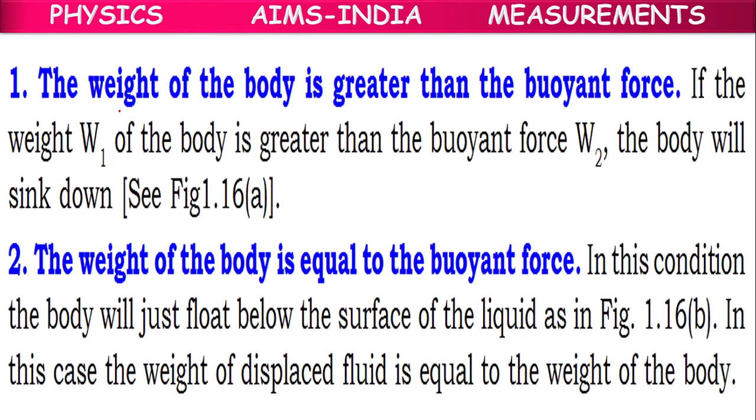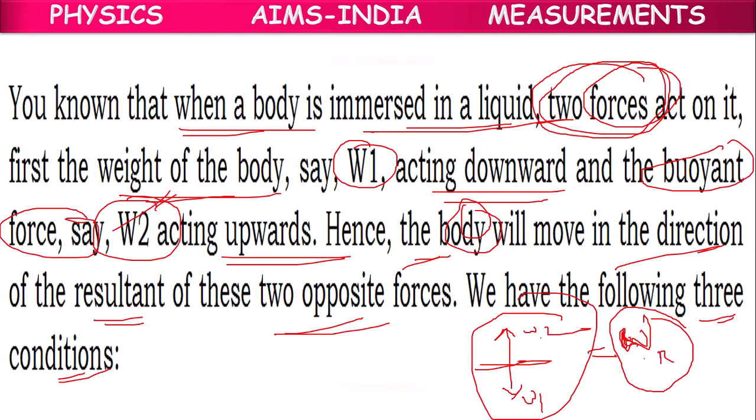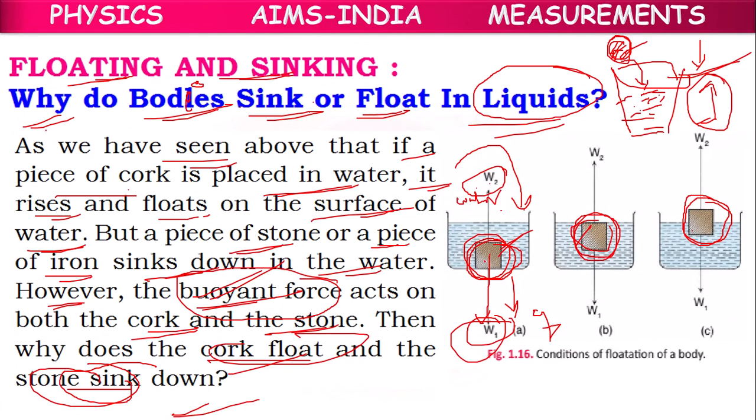The first one is that the weight of the body is greater than the buoyant force. Weight of the body means W1, so W1 is greater than W2, which means the downward force is greater than the upward force. As the downward force is more than the upward force, the body will come down, like in the first diagram. Why is it coming down? W1 is greater than W2. The downward weight is more than the upward buoyant force, so the body is completely sinking down.